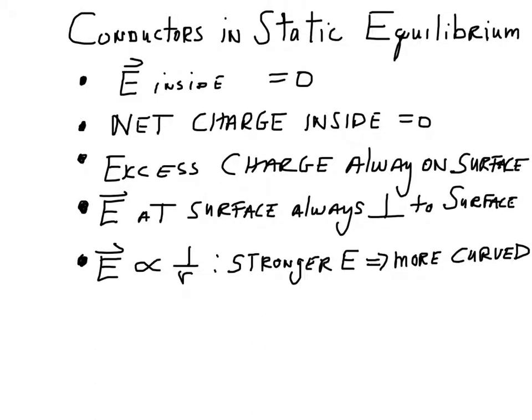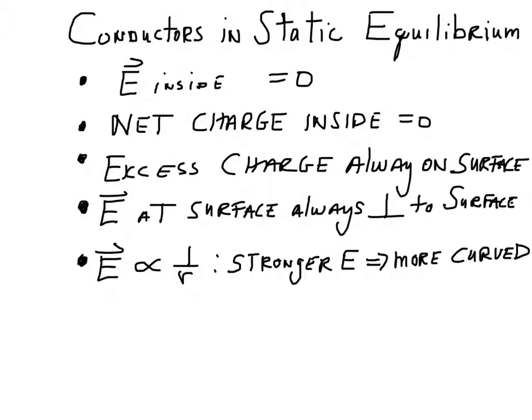Okay, let's discuss conductors in static equilibrium. So a conductor is a material that has free electrons, and any material with free electrons, when it's in static equilibrium, will have these 5 properties. So I'm going to list the properties, and then I'll discuss each of them in turn, illustrating them with examples.